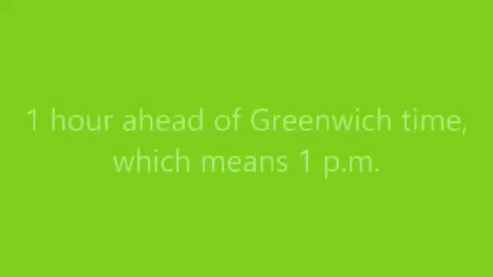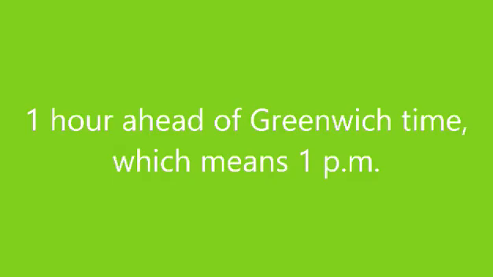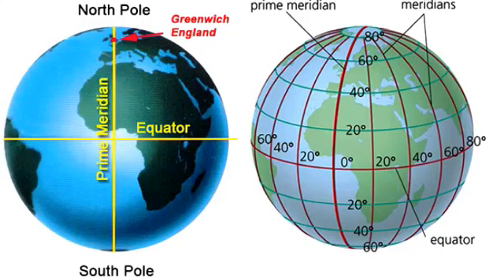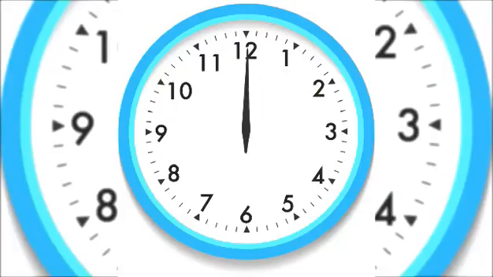For example, 1 hour ahead of Greenwich time, which means 1 p.m. But at 15 degrees west of Greenwich, the time will be behind Greenwich time by 1 hour. It will be 11 a.m. Similarly, at 180 degrees it will be midnight when it is 12 noon at Greenwich.